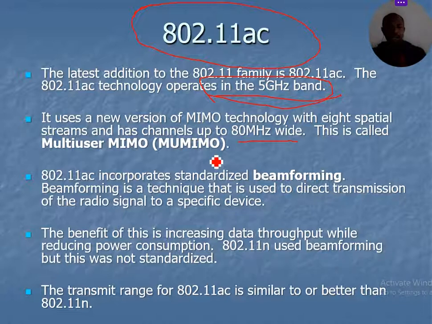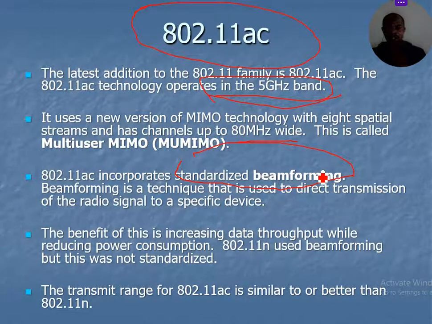Okay, beamforming. So we can categorically say that the IEEE 802.11ac incorporates standardized beamforming, unlike the 802.11n. Although the 802.11n also uses what we call beamforming, I'm going to talk about the meaning of beamforming. It uses a beamforming technique, but does not have a standardized beamforming technique. But the 802.11ac uses what we call standardized beamforming. Now, what is beamforming?